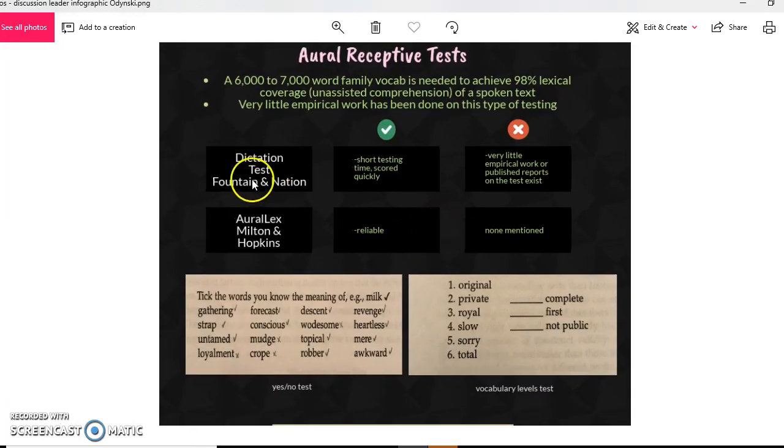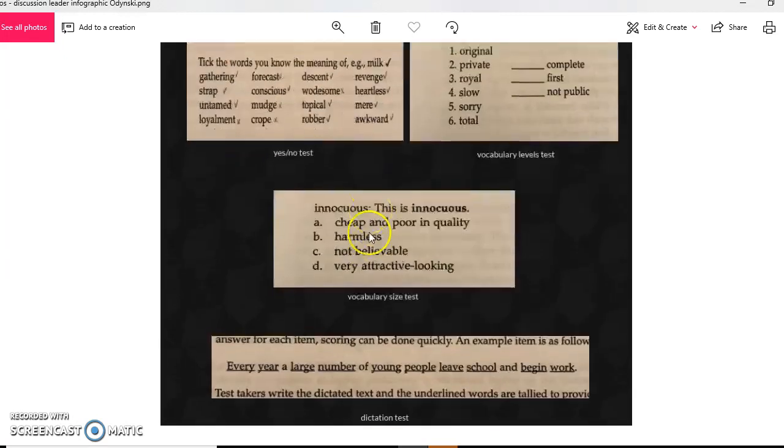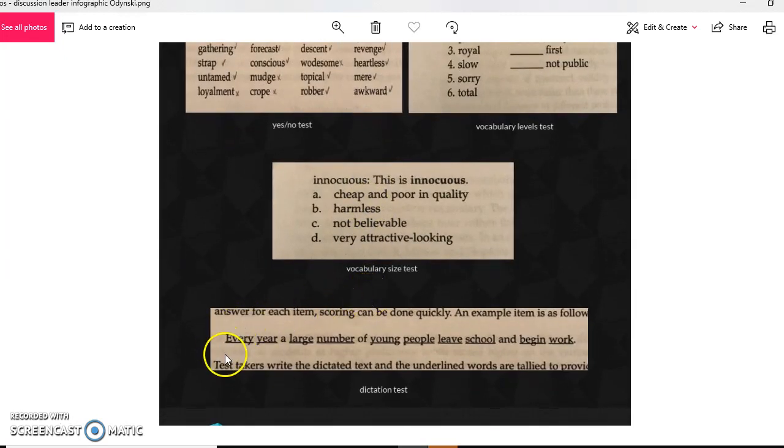The two tests that they mention are the dictation test by Fountain and Nation and the Oral Lex by Milton and Hopkins. The dictation test is exactly what we all probably already know it is. It's literally just a dictation. It is read once to the test takers and they write what they hear. Here's an example of that one down here. They are read a dictation, the test takers write, and then the underlined words are from frequency lists and they're tallied. So basically, how many words they tally from each frequency list is a part of their score.